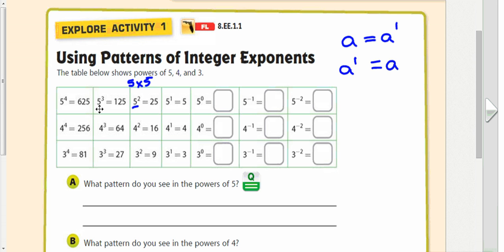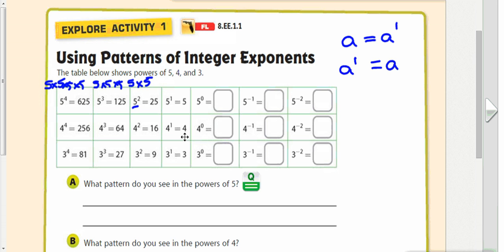5 to the third would be 5 multiplied 3 times. So 5 times 5 times 5. And if you check that on your calculator, you'll see that you do get 125. 5 to the fourth would be 5 4 times. 5 times 5 times 5 times 5.